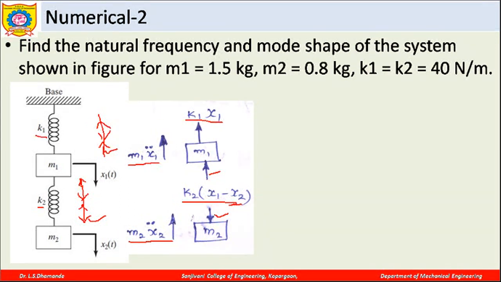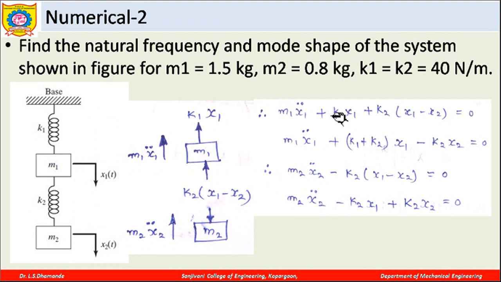So let me write the equation from the first free body diagram of the force. This is equal to the sum of these three forces: m1 into x1 double dot plus k1 x1 plus k2 into (x1 minus x2). Now I am multiplying this k2 into the bracket and separating the terms of x1. So k1 into x1 and k2 x1 give (k1 plus k2) into x1, and minus k2 x2. So this is my equation from this particular free body diagram.